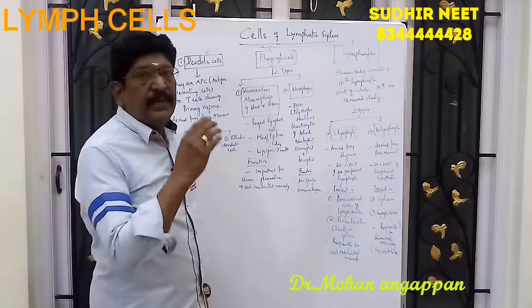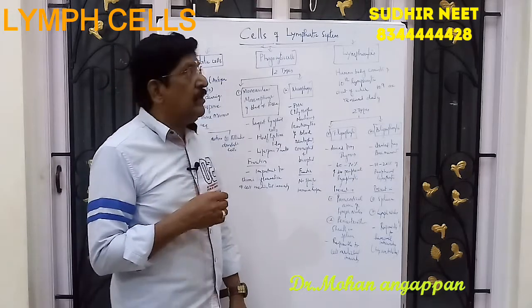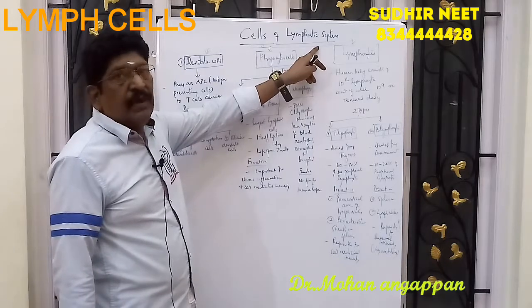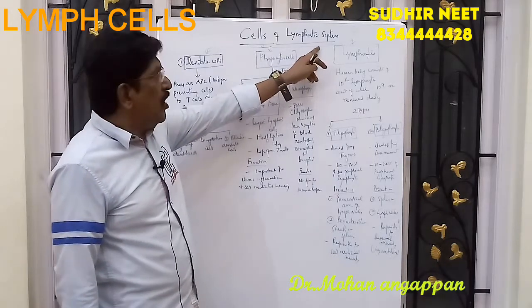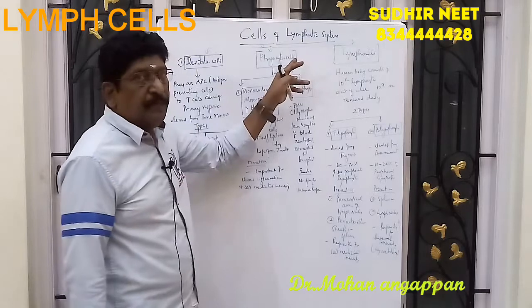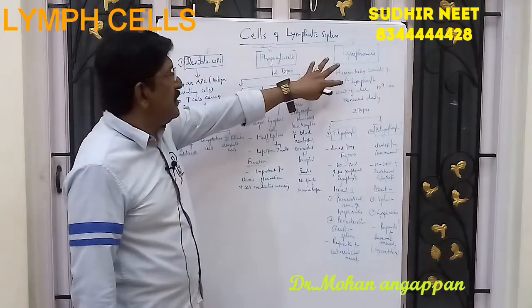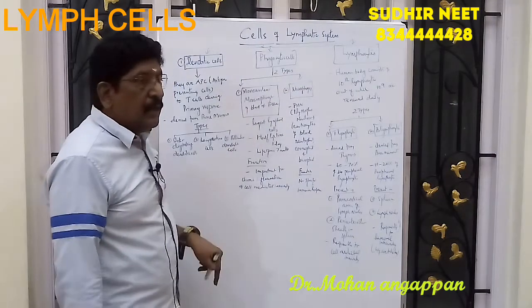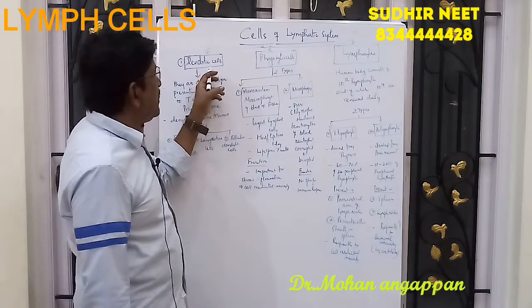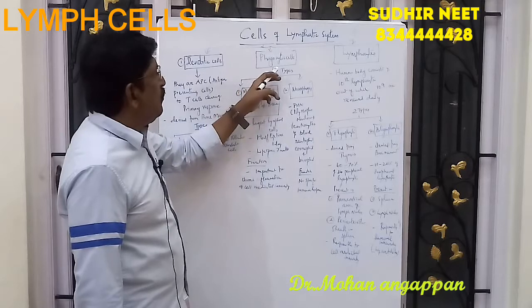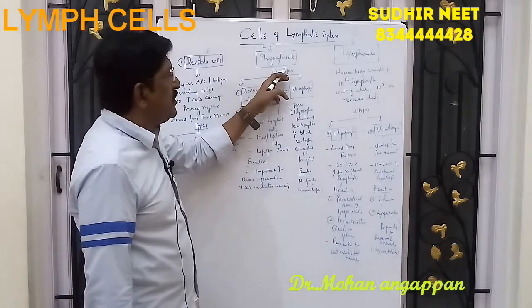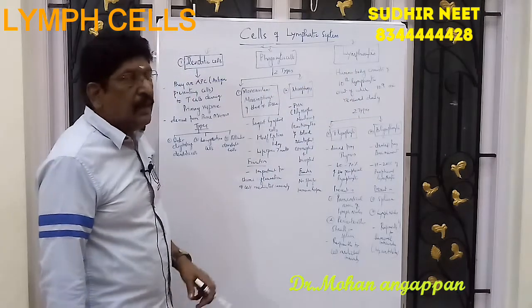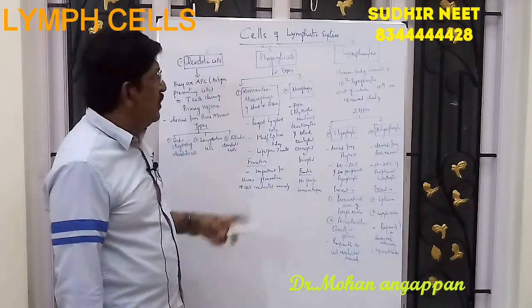Today let us come to the next part of the lymphatic system, the cells of the lymphatic system. What are all the cells that constitute the lymphatic system? Three types of cells constitute the lymphatic system. Number one, dendritic cells. Number two, phagocytic cells. Number three, lymphocytes. Let us take up one by one quickly.